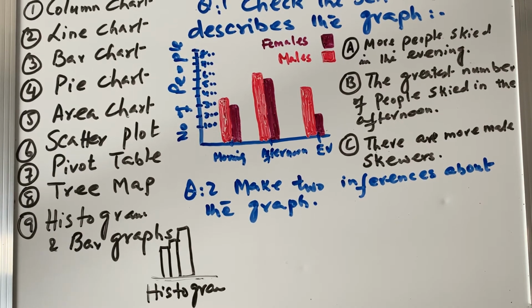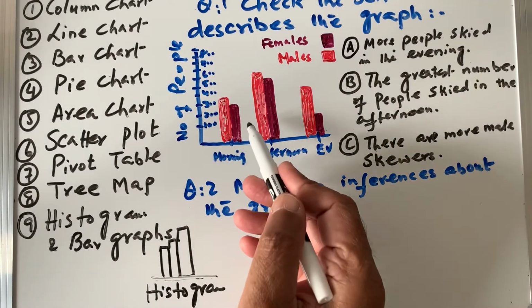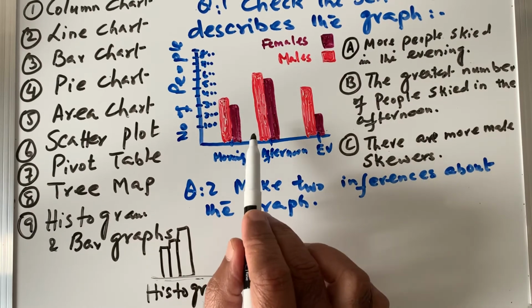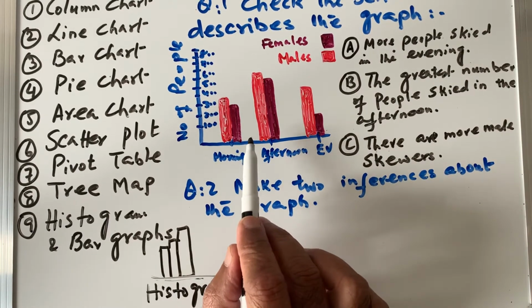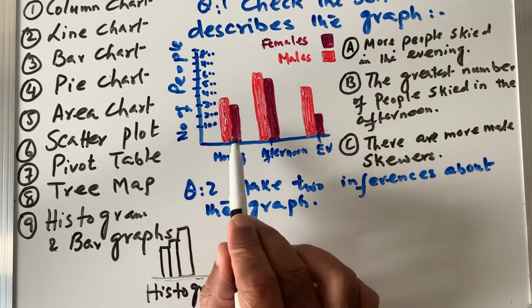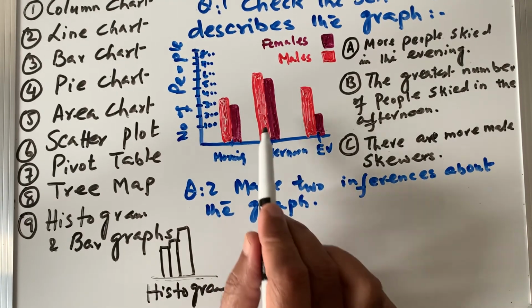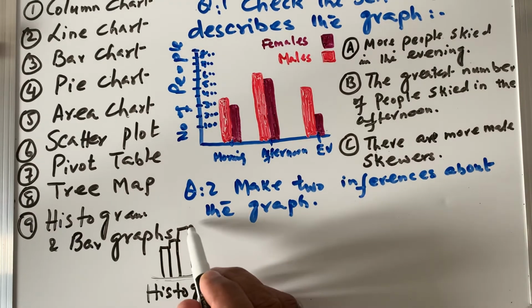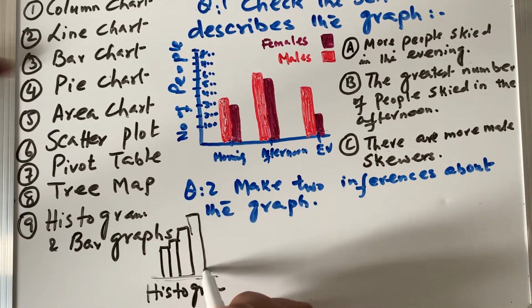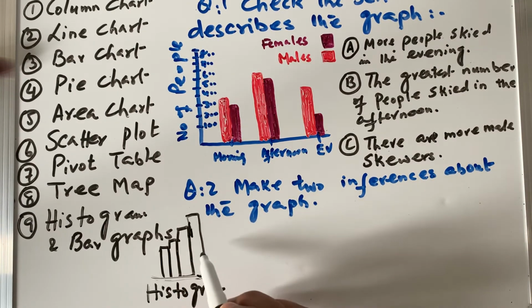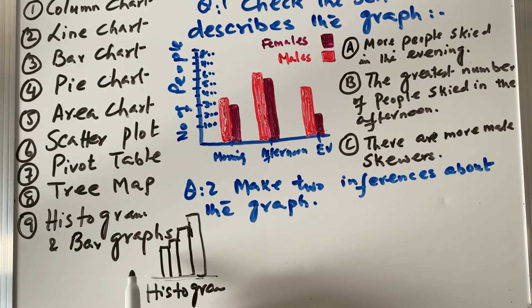Is a bar graph. You can see this example also. This is a comparison of two things, or two commodities, or two observations, but there is a gap between the bars, right? So this is a bar graph. It's not a histogram. A histogram never has a gap between its bars, right? So this is a bar graph.